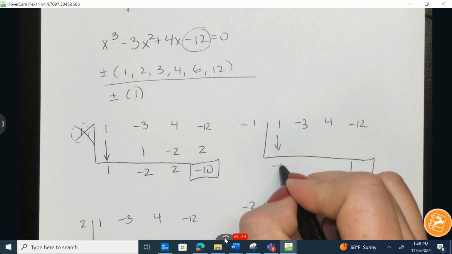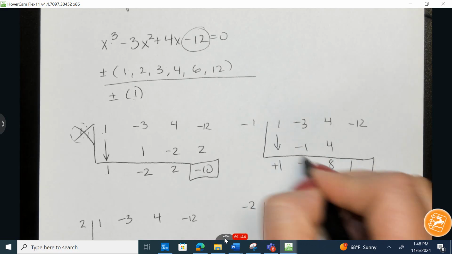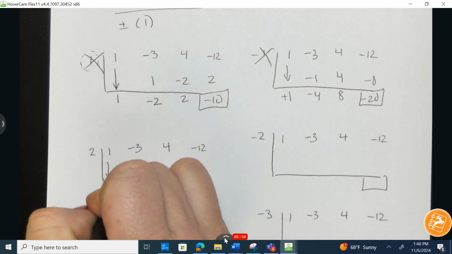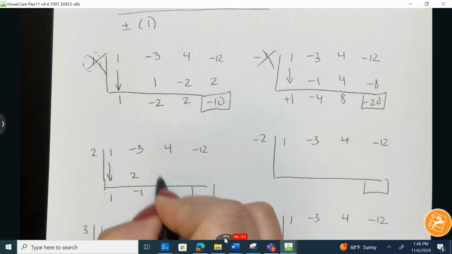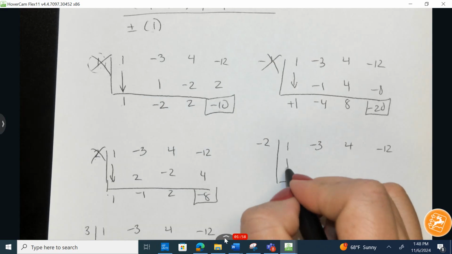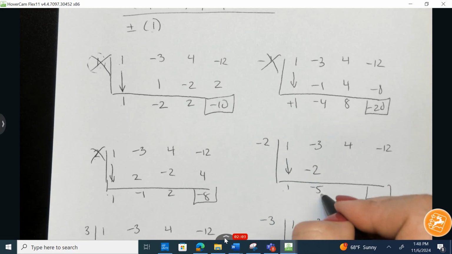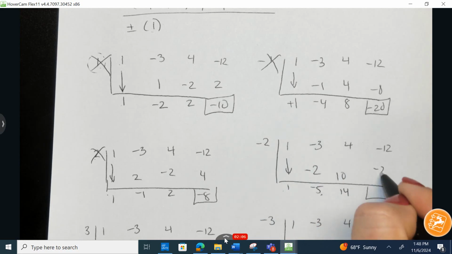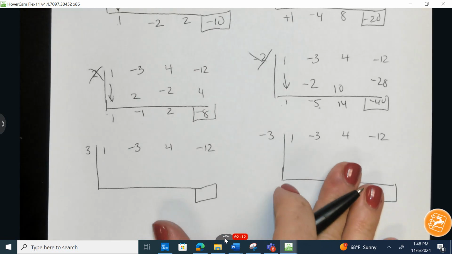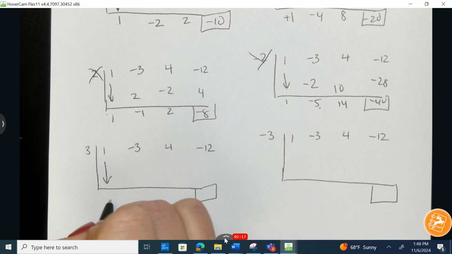Let's test negative 1. So I bring down the 1 and I multiply, add, multiply, add, multiply. Negative 1 is not a solution. Let's test 2. Multiply, add, multiply, add, multiply, add. 2 is not a solution. Let's test negative 2. Multiply, add, multiply, add, multiply, add. Negative 2 is not a solution. Hopefully 3 or negative 3 works so I don't have to continue to test these possible rational roots.